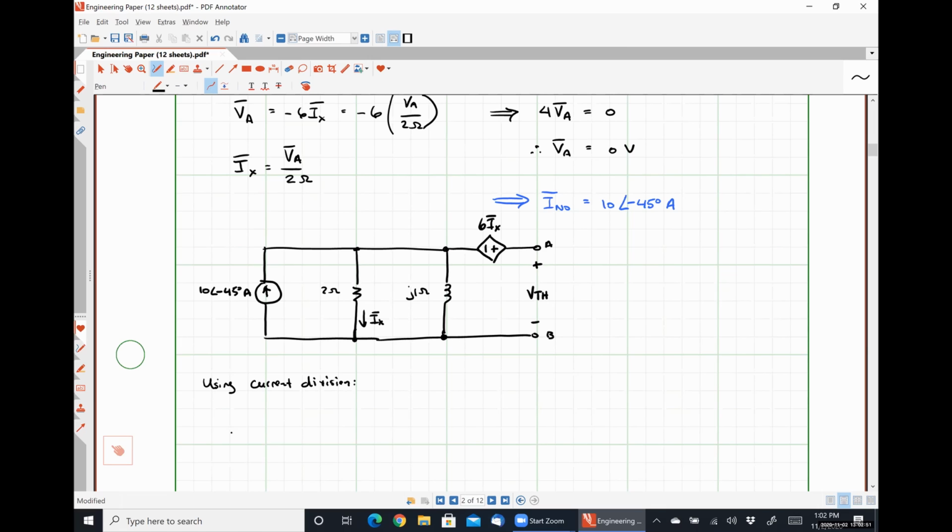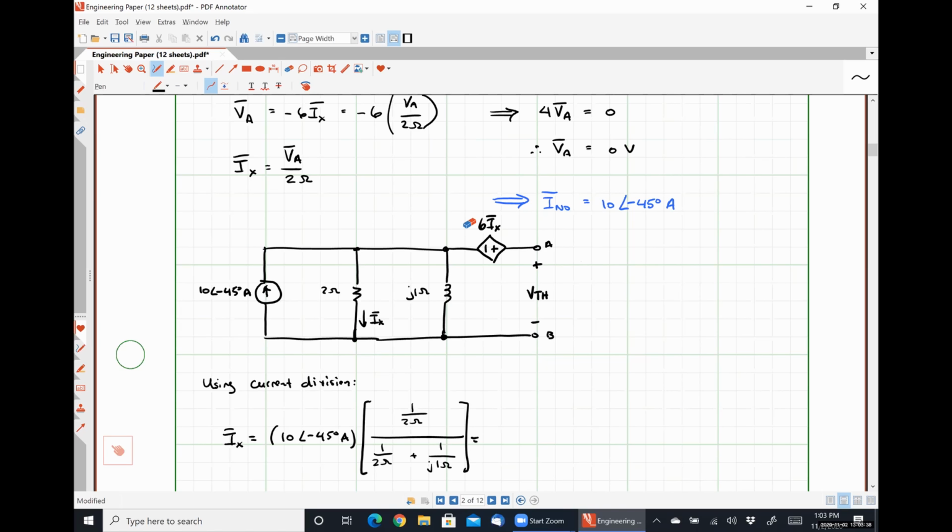I can say that my phasor current IX is going to be that current 10 angle negative 45 degrees amps multiplied by 1 over 2 ohms divided by 1 over 2 ohms plus 1 over J1 ohms, right? I'm recognizing the fact that none of that current can split off and flow through the dependent source because it's connected to an open circuit, right? So the current flowing this way, by definition, must be 0. That's what's allowing me to do current division in this case.